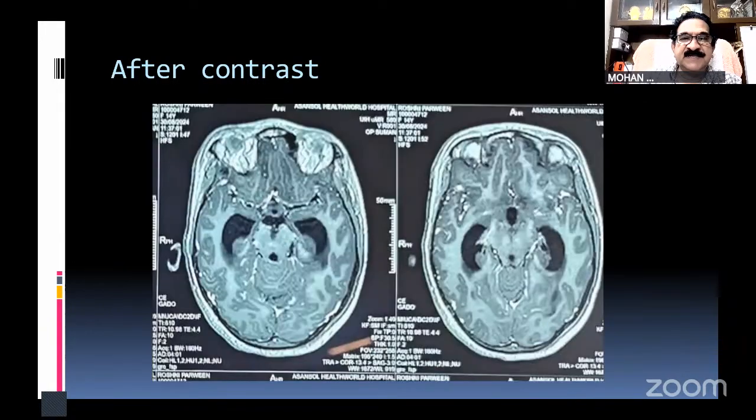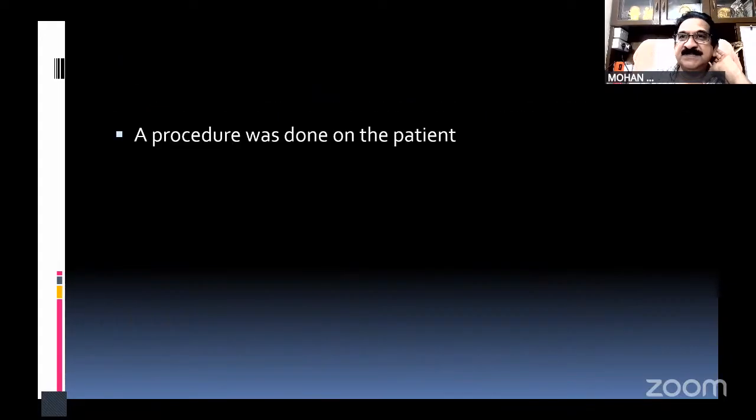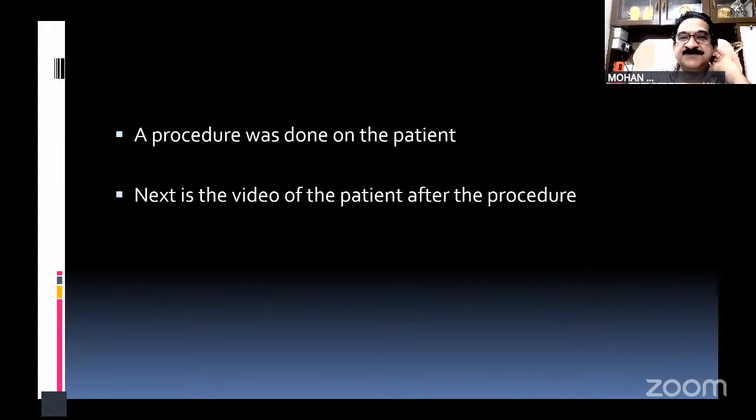I can show some of the exudates now. Here, this is the exudate. Not a uniform enhancement, irregular, patchy, as if something is stuck to the meninges. Classical tuberculous exudate-like thing. So a procedure was done on this patient. Next is the video of the patient after the procedure.